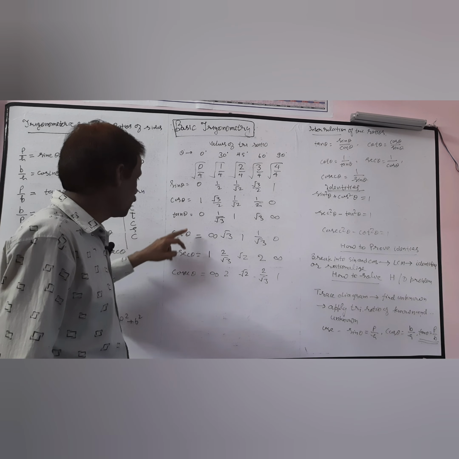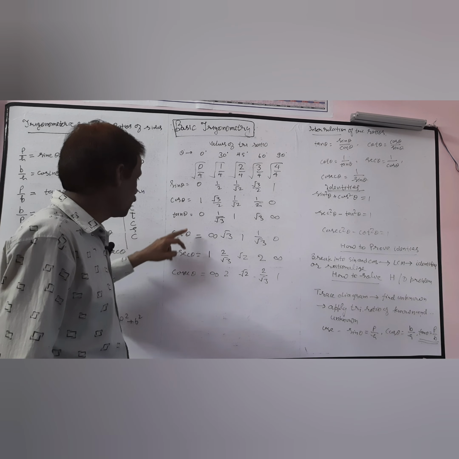These are the interrelations of the trigonometric ratios, like tan in terms of sin and cos, cot in terms of cos and sin, and so on. And these are the three basic identities: sin square plus cos square equals 1, similarly sec square minus tan square equals 1, and so on. Many identities can be prepared by transposition of the different trigonometric ratios using these identities.